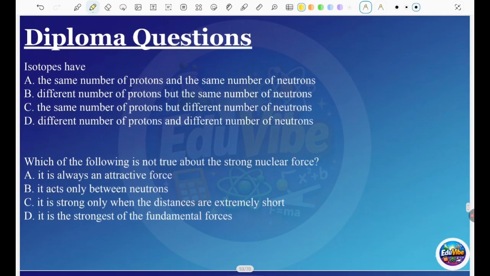Next, we have some theory-based questions, where we start nuclear physics, the second part, with some more theory. So we have those questions.